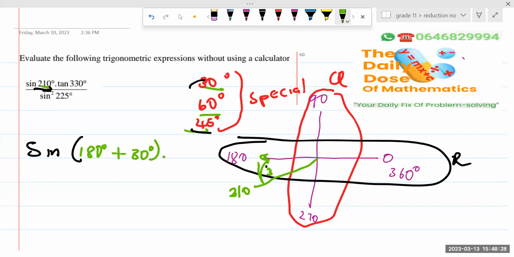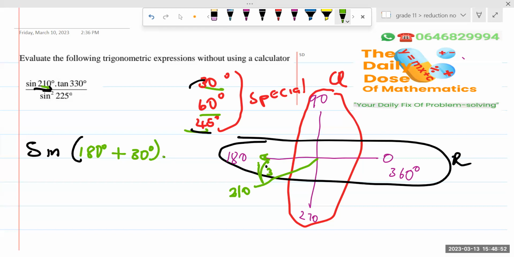What have I done, you guys? I've changed to 210 and then I wrote it in a useful way. How is this useful? It's useful such that we have someone who can reduce, someone who is special. Special angles are acute angles, they are small. Reducing angles have an ability to make something actually small.